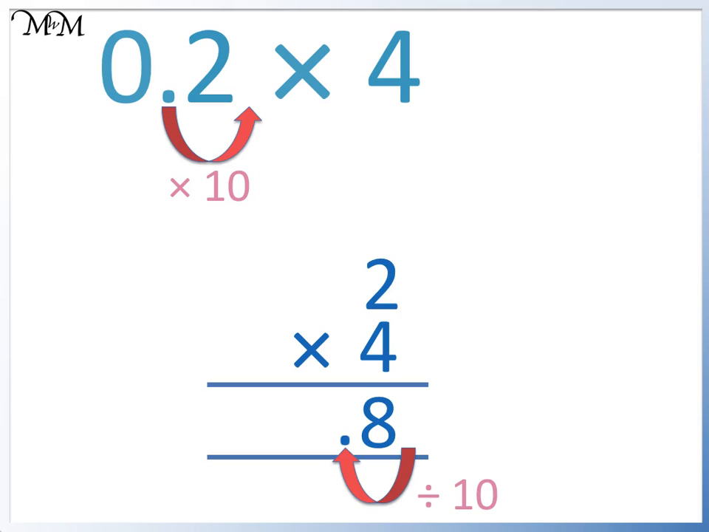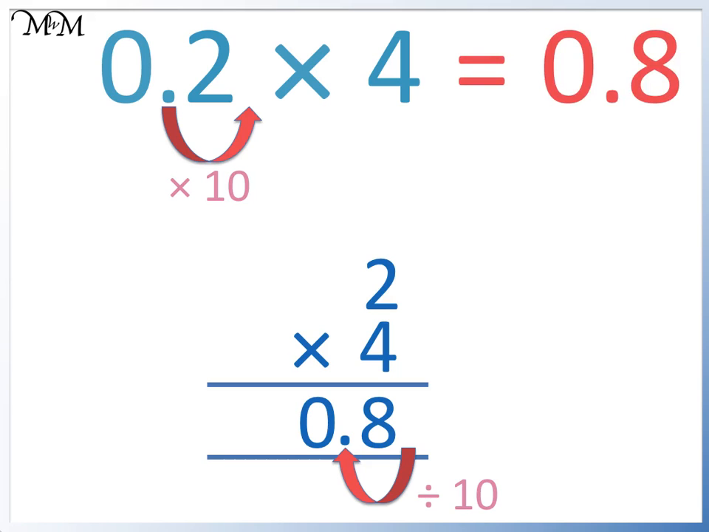This is our answer. If there is nothing in front of the decimal point, we show this by writing a 0. 0.2 times 4 equals 0.8. 0.2 is 2 divided by 10. So 0.8 is 8 divided by 10.